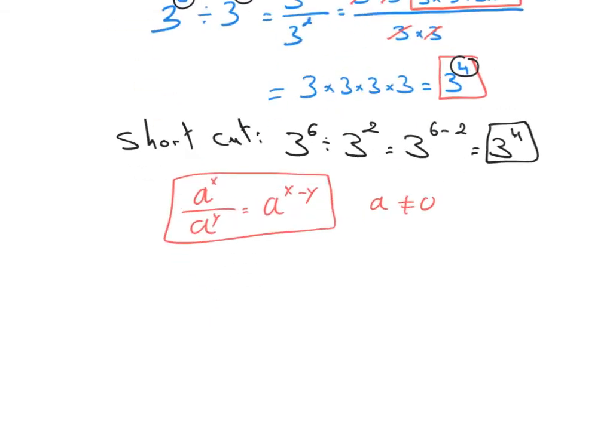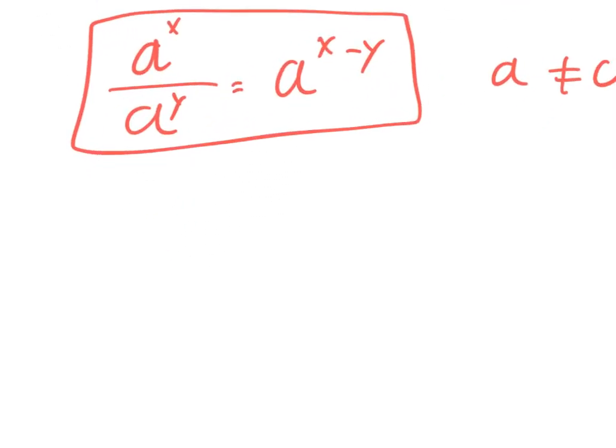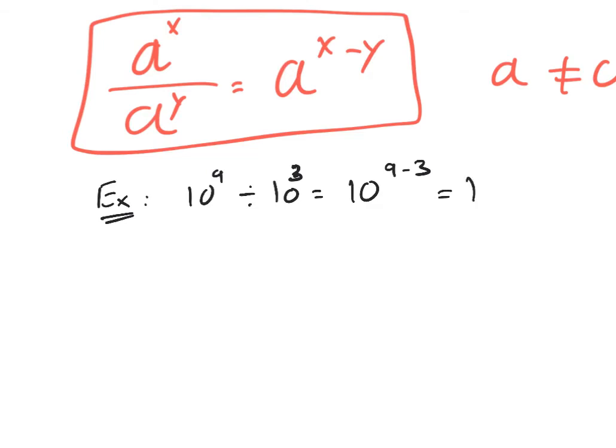Let me give you some examples here for the quotient rule. See, if I have 10 to the 9th divided by 10 to the 3rd power. Since we have the same base, we keep the base and we subtract 3 from 9. It's 9 minus 3, and the answer is 10 to the 6th.